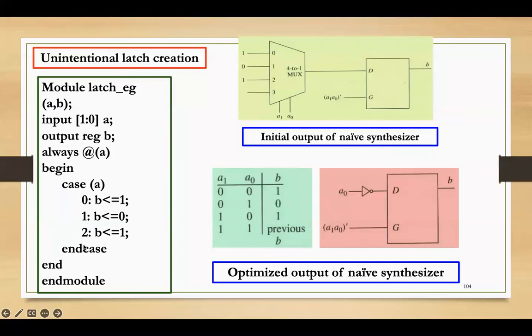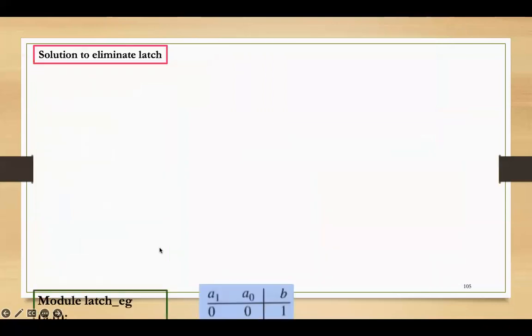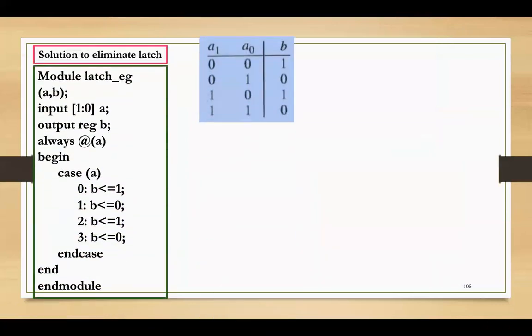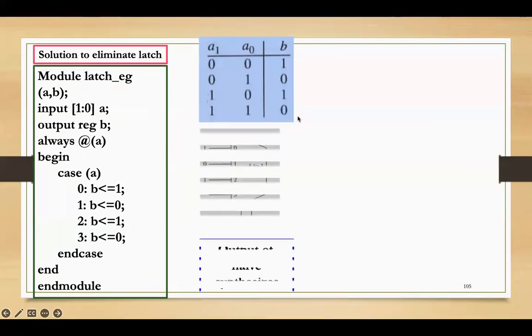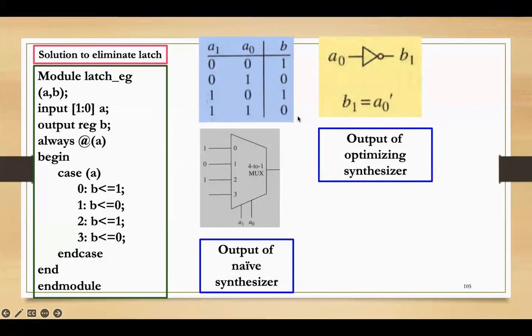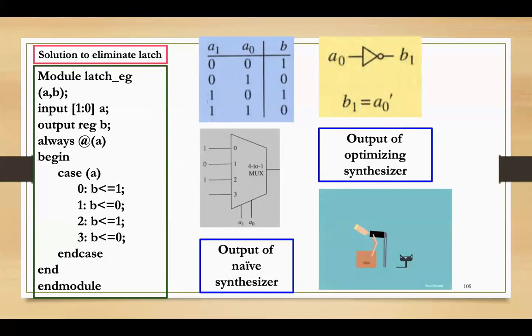So what's the mistake here? The mistake here is that you have to add all the cases. So you'll have to come up with case 3 for A. Okay, so how do we eliminate this? I put in case 3 and I get all the values. So there's no latch, no need to depend on the previous outputs.